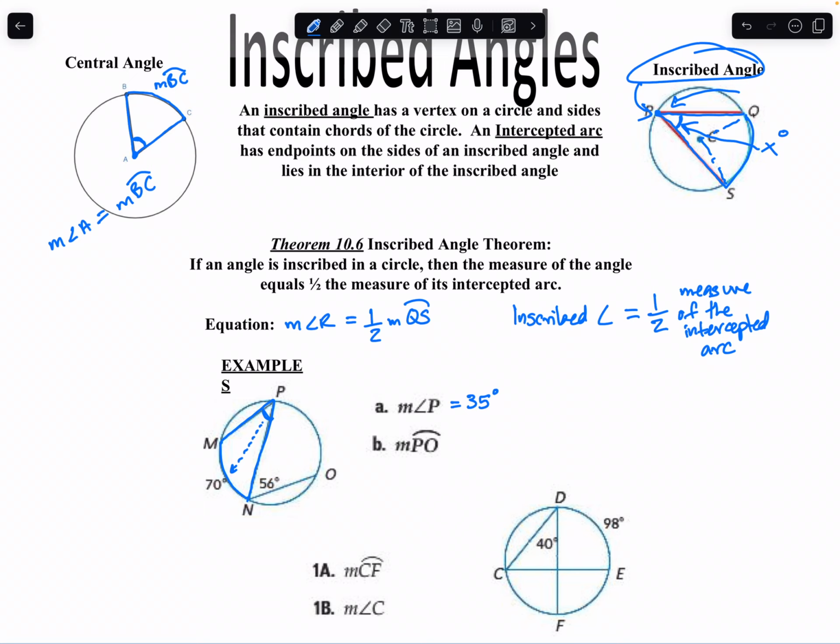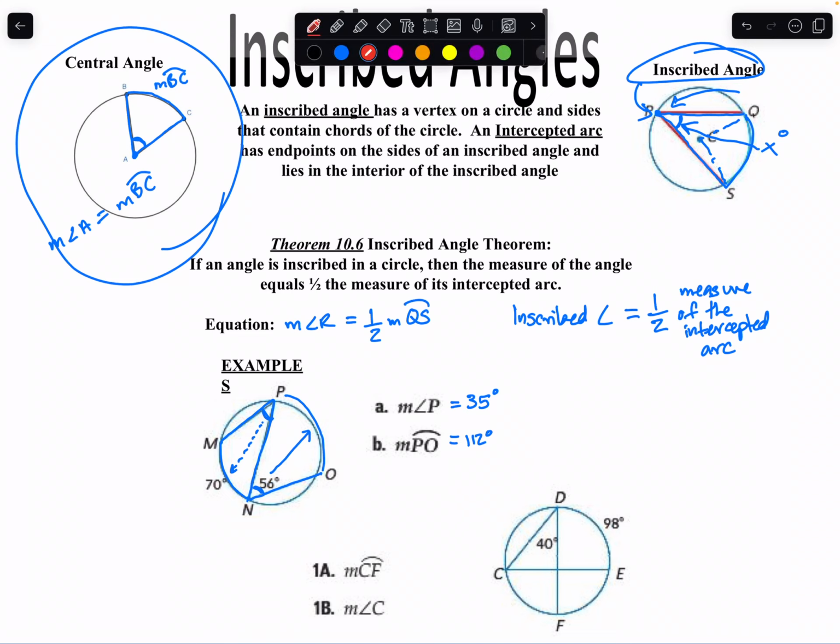Same thing with measure of arc PO. PO goes from here to here. This arc, the measure of the arc, should be twice as much as the intercepted angle. So this inscribed angle of 56 degrees, we multiply it by 2, and we get 112 degrees. As opposed to before, when it's coming from the center, it just equals the angle on the outside. But when it's an inscribed angle, like here, if the angle lands on the circle, now we're dealing with half the relationship. The angle on the circle will be half of the other one.